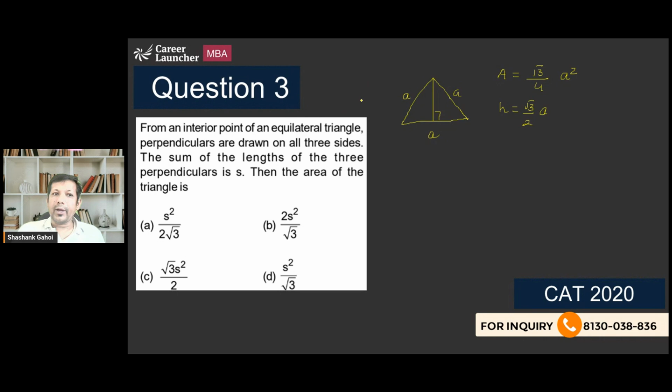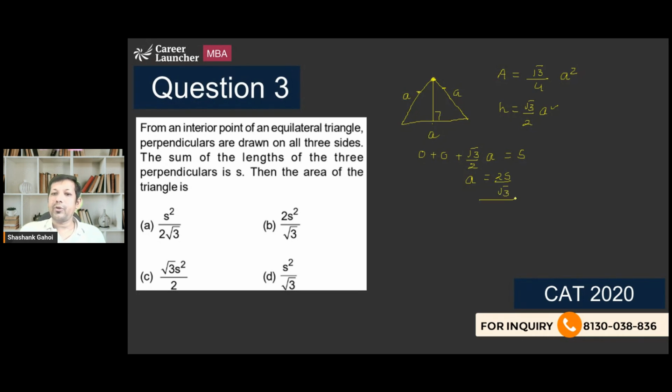Now, from a point, the sum of perpendiculars is equal to S. So I am assuming this is the point itself. From this point to this side, what is the length of the perpendicular? That's 0. From this point to this line, what is the length of the perpendicular? That is 0. From this point to this line, what is the length of the perpendicular? That is root 3 by 2 times A. So the sum of perpendiculars becomes 0 plus 0 plus root 3 by 2 times A, and that is equal to S. So I can say that A is equal to 2S upon root 3.